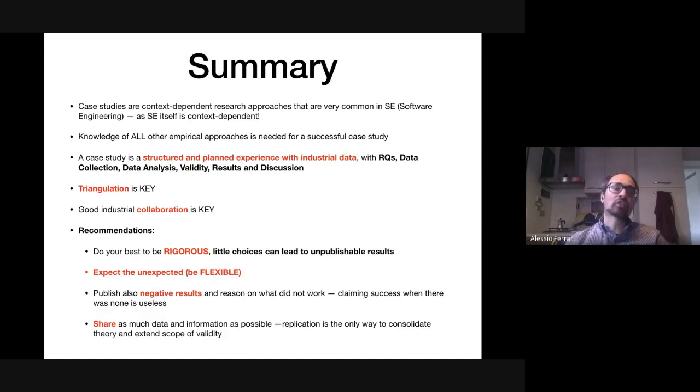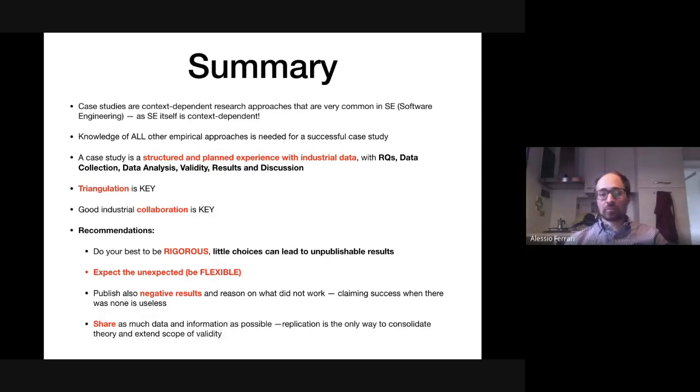Triangulation is key to achieve objectivity and sufficient generality of the data. Good industrial collaboration is key, otherwise you don't get access to the data, you don't get access to the information, your results cannot be published. So it is key to have good collaboration with the companies. Possible recommendations: do your best to be rigorous. Little choices can lead to unpublishable results.